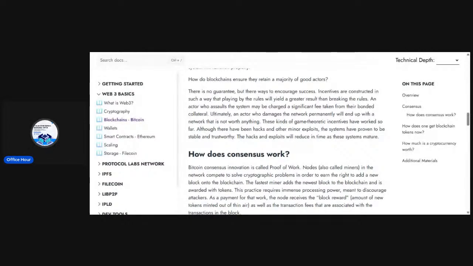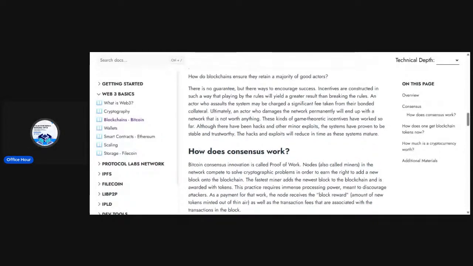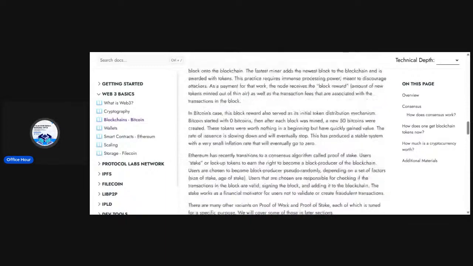As payment for that work, the node receives the block reward, an amount of new tokens minted out of thin air, as well as transaction fees associated with the transactions in the block. In the Bitcoin case, the block reward also served as its initial token distribution mechanism. Bitcoin started with 0 Bitcoins, and then each block was mined and 50 new Bitcoins were created. These tokens were worth nothing in the beginning but have quickly gained value. The rate of issuance is slowing down and will eventually stop. This has produced a stable system with a very small inflation rate that will eventually go to zero.